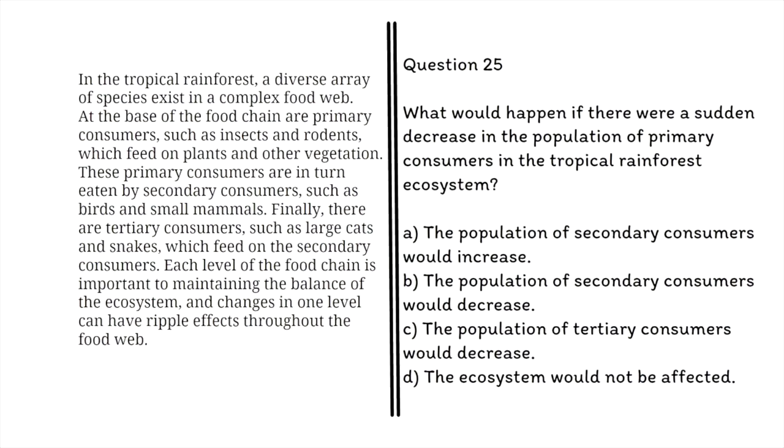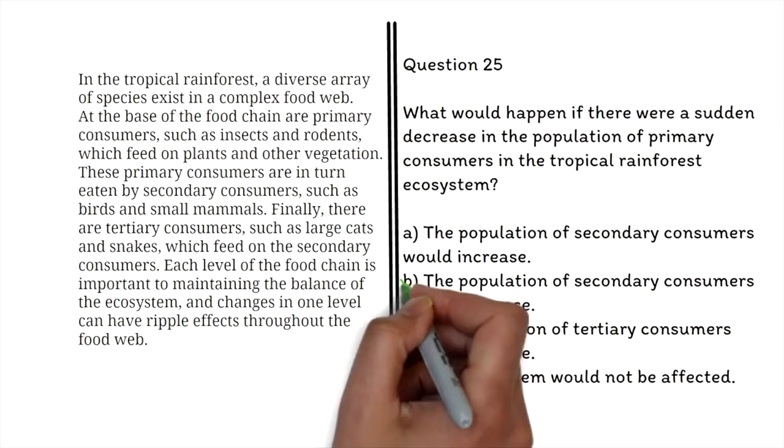Question 25. What would happen if there were a sudden decrease in the population of primary consumers in the tropical rainforest ecosystem? A. The population of secondary consumers would increase. B. The population of secondary consumers would decrease. C. The population of tertiary consumers would decrease. D. The ecosystem would not be affected. The correct answer is B.